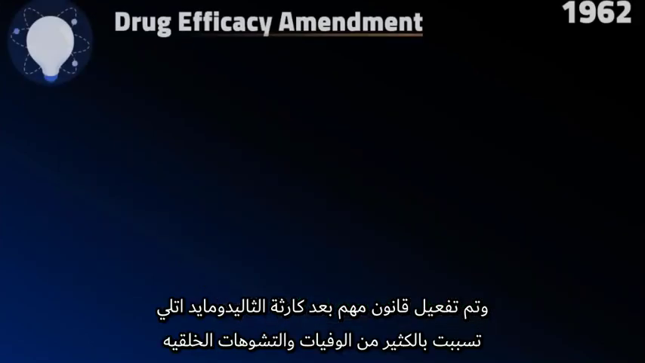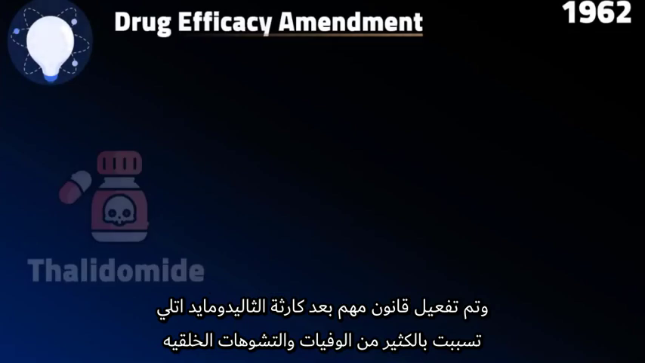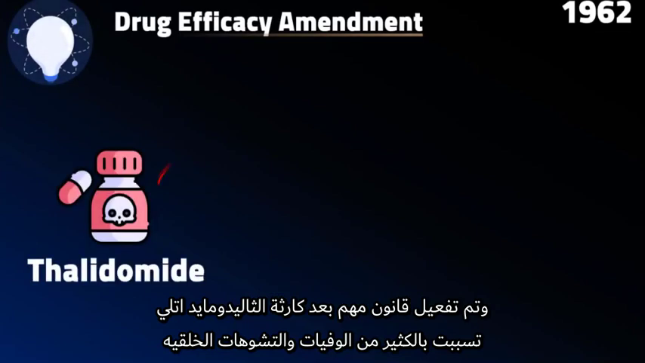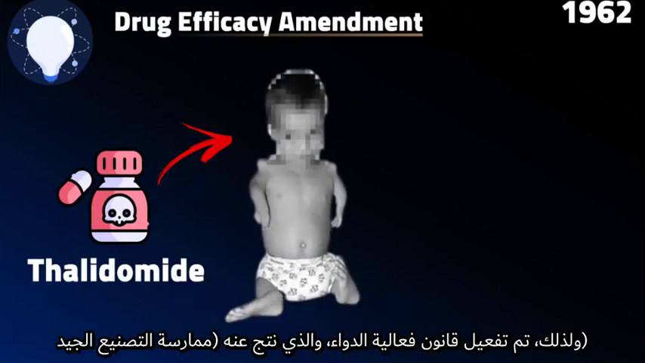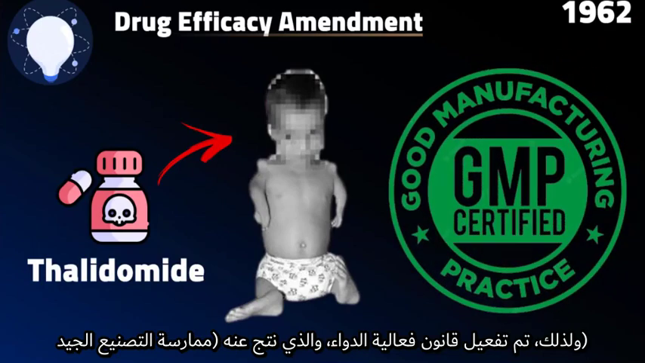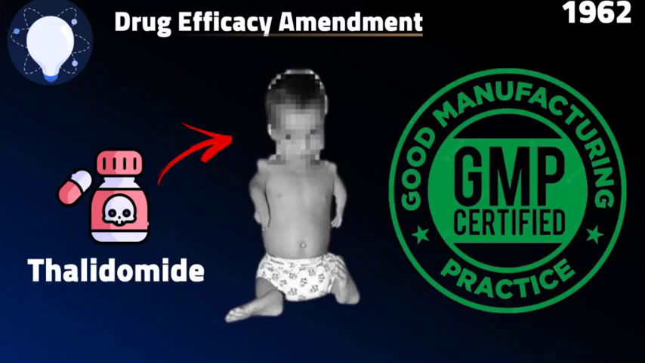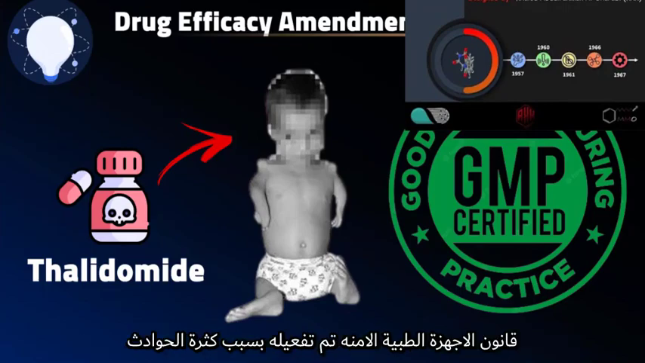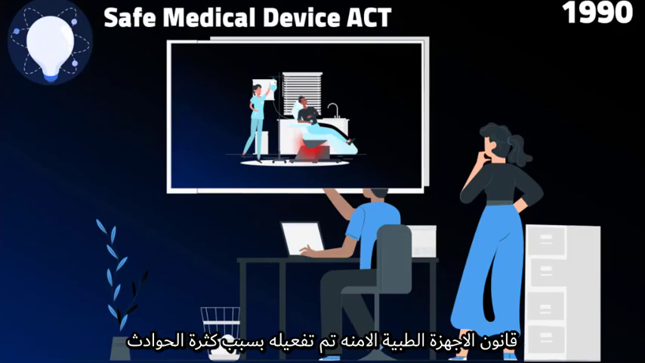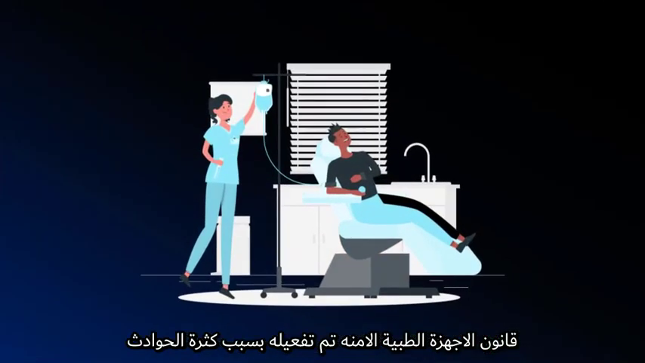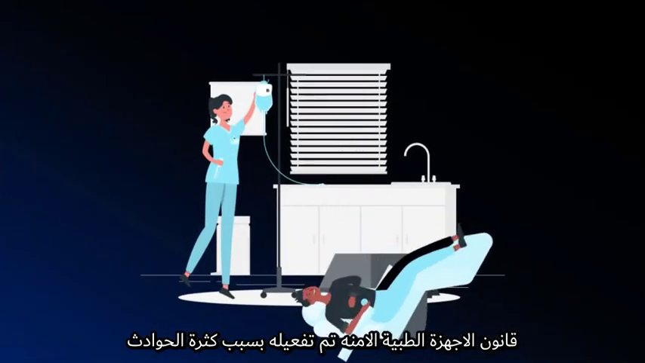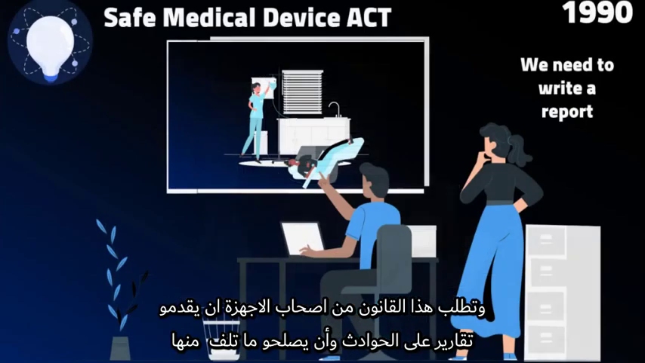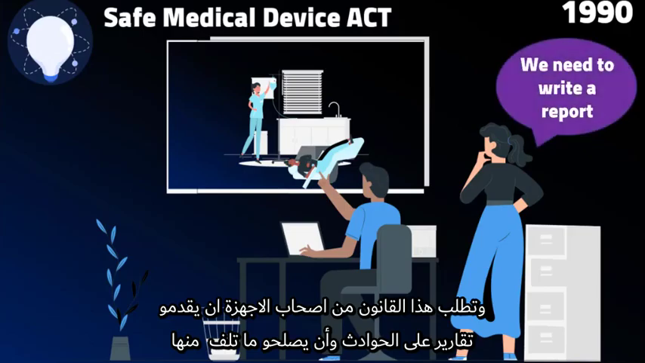Another important law was set in 1962 after the thalidomide tragedy, which caused many deaths and birth defects. As a result, the Drug Efficacy Amendment was passed and the GMP, Good Manufacturing Practice, was made. You can watch this video for more information about the thalidomide tragedy. The Safe Medical Device Act in 1990 was set to combat the increasing number of medical device accidents. The Act required manufacturers to report those accidents and repair damaged devices.